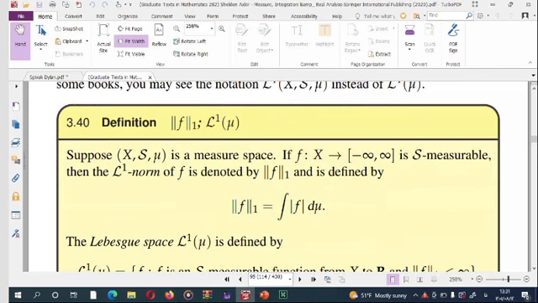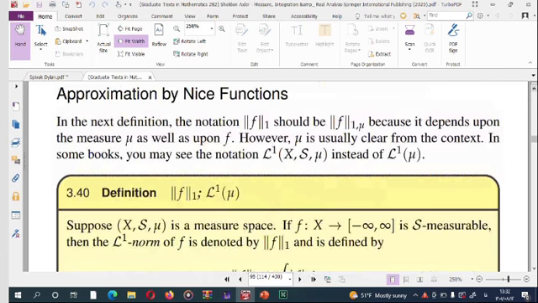Suppose (x, S, mu) is a measure space. If f from x to the extended real line is measurable, then the L1 norm of f is denoted by norm1 of f and is defined by this integral: the norm1 of f equals the integral of the absolute value of f with respect to mu, so that this norm depends on mu, so we can write it by this notation.